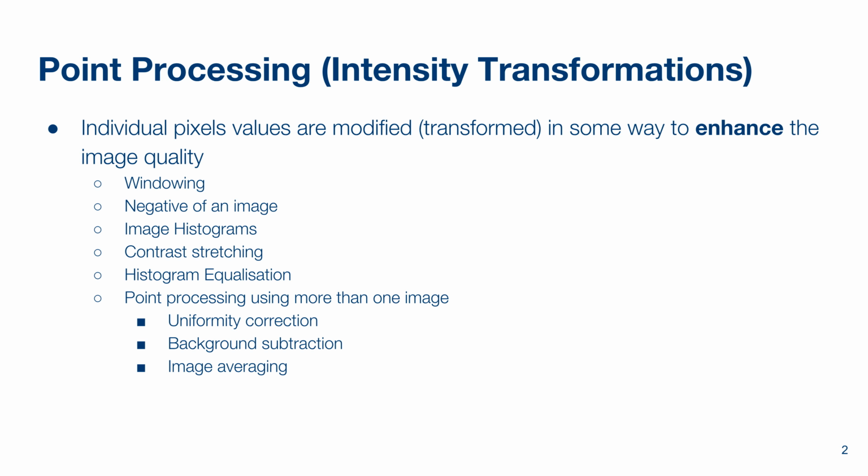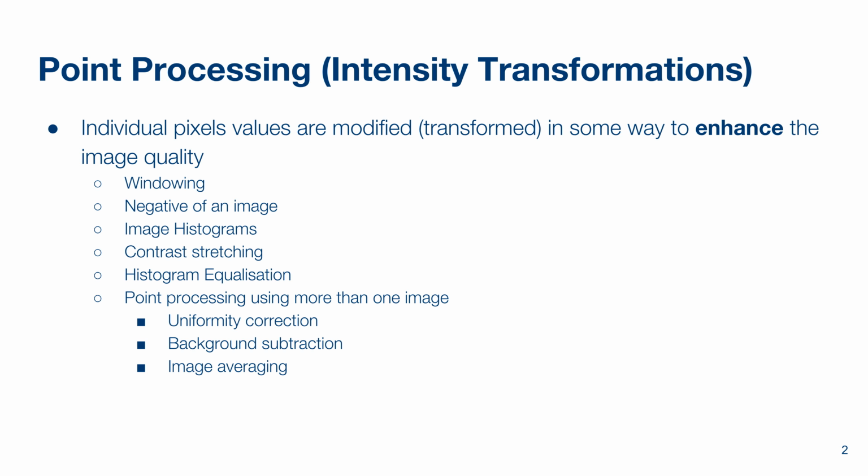Other names for this type of technique include windowing. We can create a negative of an image, which has an advantage in certain situations. We can look at the histogram of the grayscale values, the pixel intensities, and then use these histograms to inform us to stretch those histograms and to improve the contrast in the image. And we'll also look at the technique of histogram equalization.